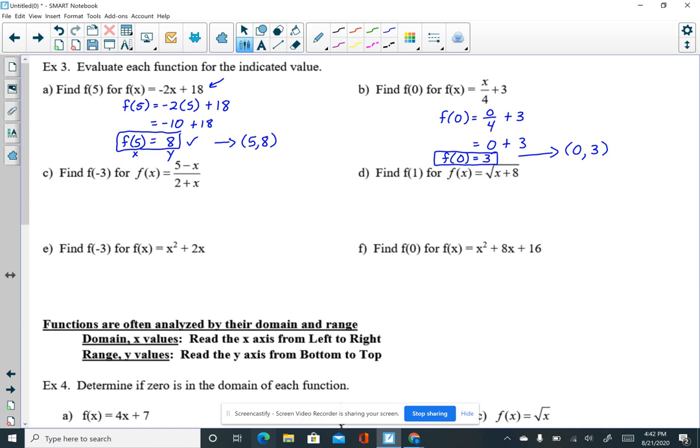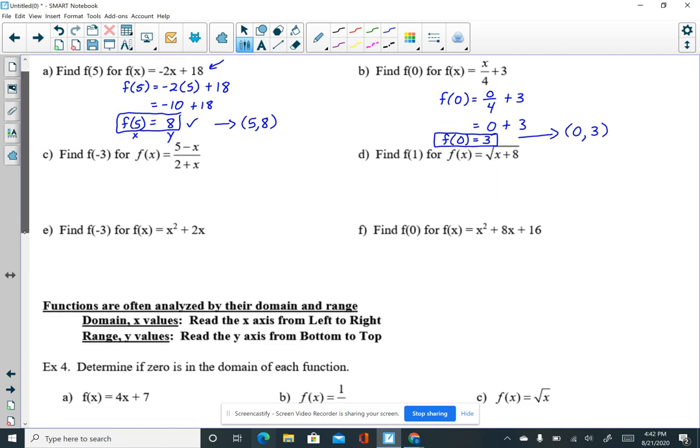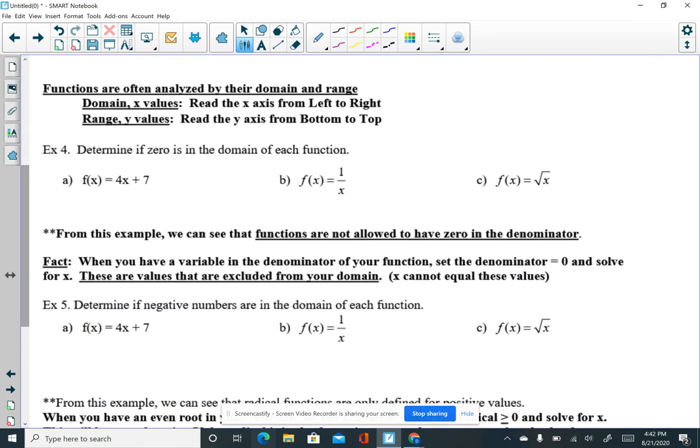Okay. And I think everything else should be fairly straightforward in terms of how I showed my work on the solution key. So I'll let you try those. If you have any questions, feel free to reach out to me. Let's move on down then to your next piece.